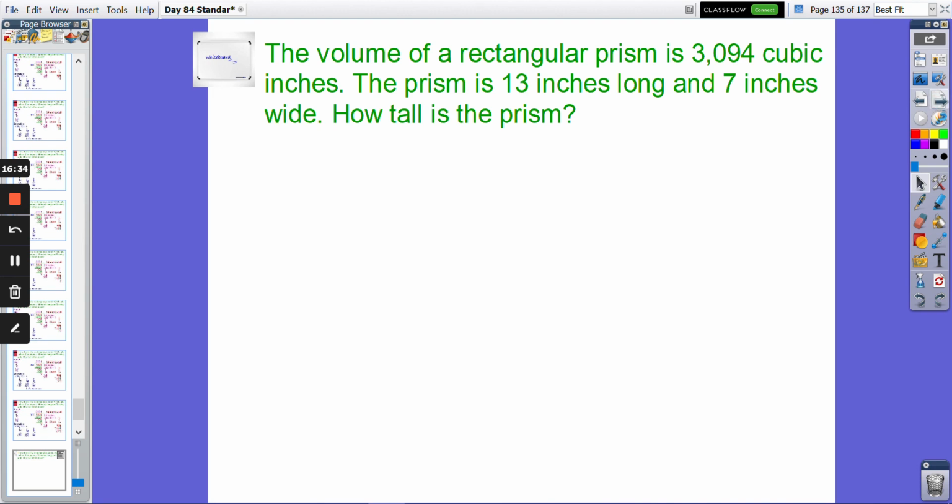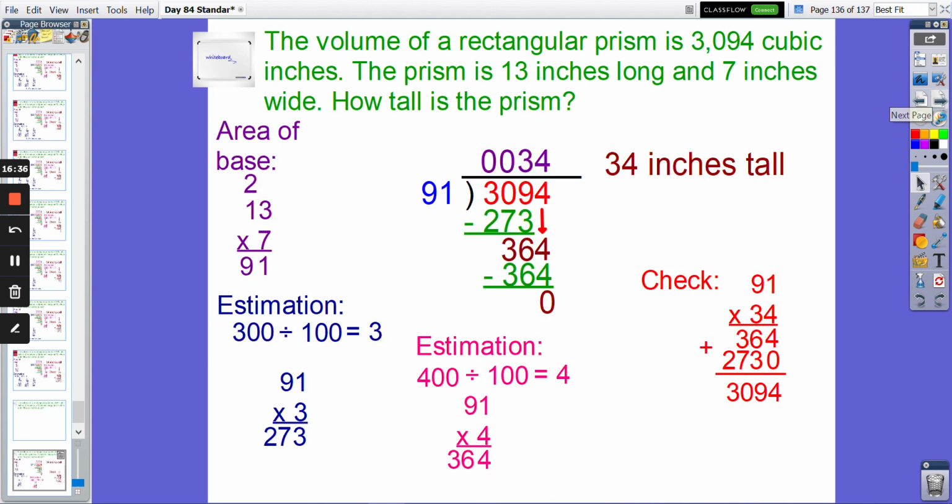Okay, you should have gotten 34 inches tall. Your quotient is 34. The height of the prism is 34 inches tall. Go ahead and check your whiteboard and check to make sure it matches the work you see. Press pause if you need to.